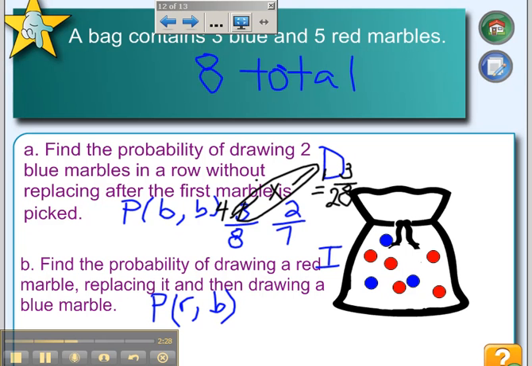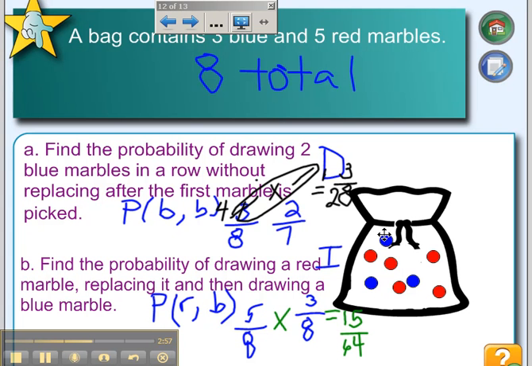To start, I have a 5 out of 8 probability of choosing a red marble. Since I put the marble back, I have not affected my denominator. I still have 8 marbles in the bag. So I have a 3 out of 8 chance of picking a blue marble still. I'm going to multiply together my 2 probabilities to find the combination of their probabilities, and I would get 15 over 64 as my answer.